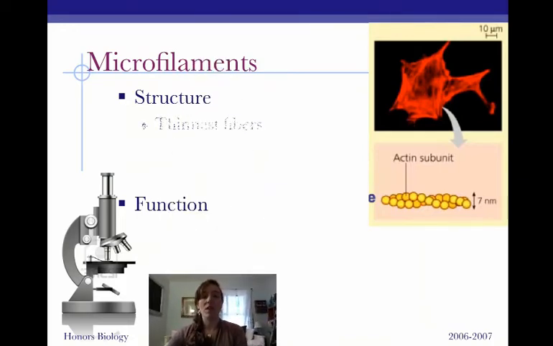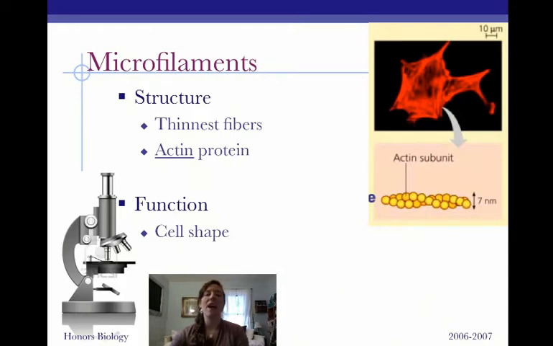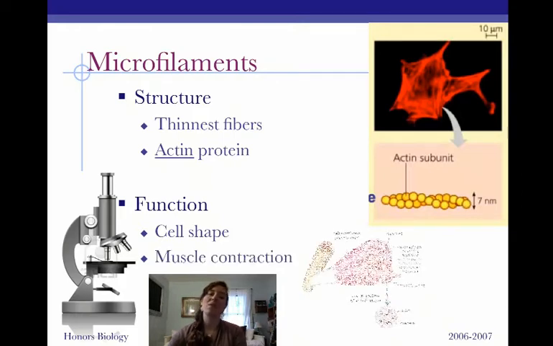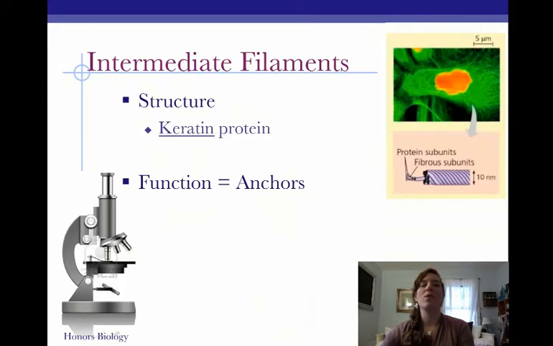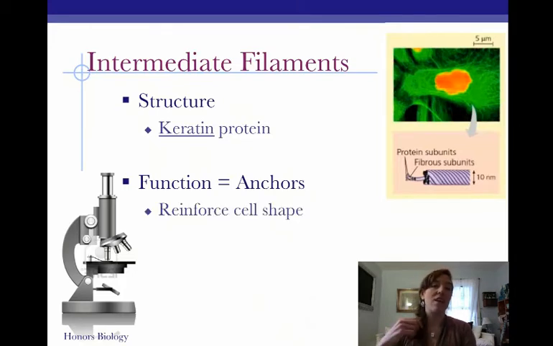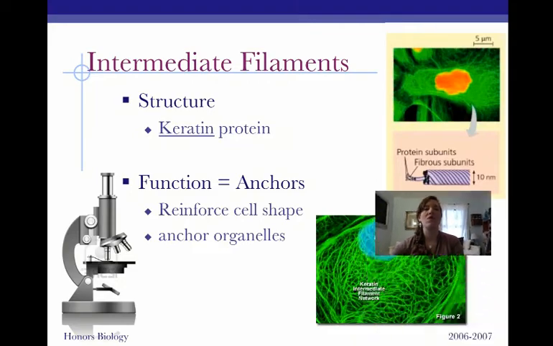Microfilaments, or the thinnest fibers, are made out of a protein called actin. These thin filaments help to maintain cell shape. And just as an aside, we also find actin protein in the filaments of our muscles, so they also help our muscles contract. Intermediate filaments, or the in-between in size, are made up of the protein keratin, which we talked about already in relation to hair and our nails. These filaments work to anchor organelles in the cell and also to reinforce cell shape.